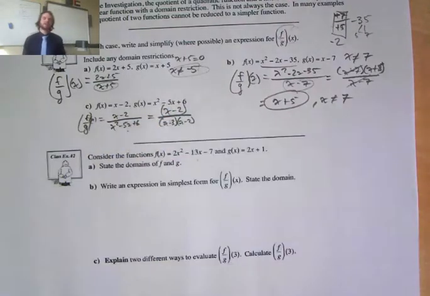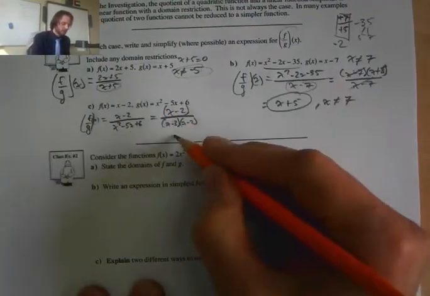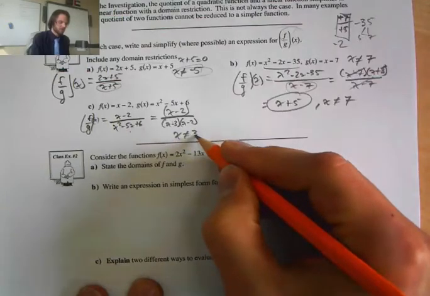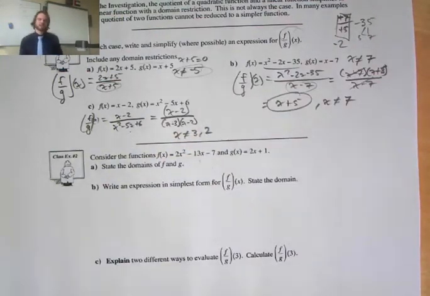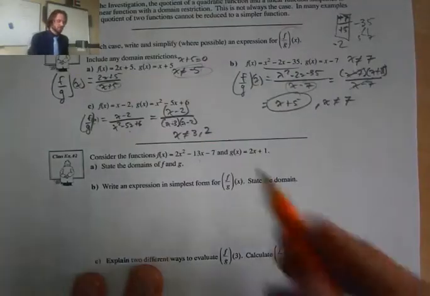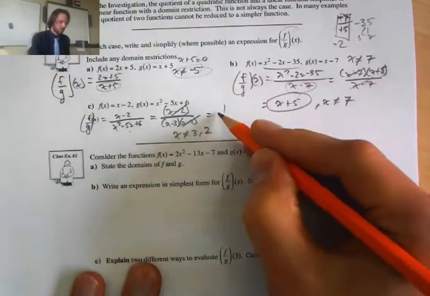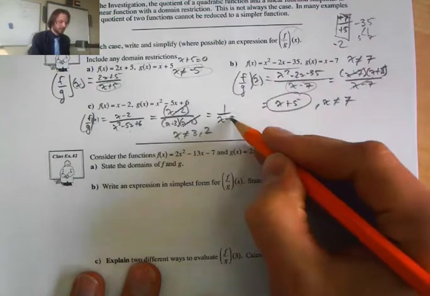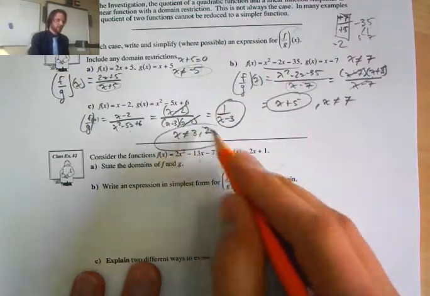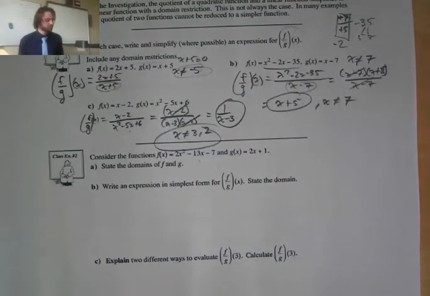Now before we cancel, I have to state my non-permissible values. X cannot equal 3 or 2. Okay? So those are two things that x cannot equal. And now these can cancel off, so I'm left with 1 over x subtract 3. That's my answer, but x cannot equal 3 or 2.